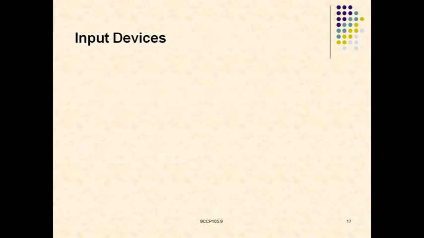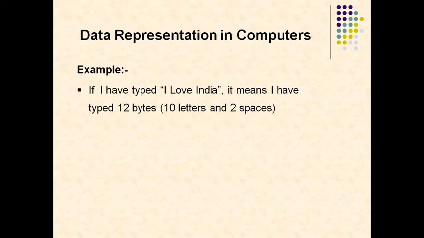Okay students, here in this slide it is showing an example. I have typed I love you India. It means I have typed 12 bytes, that is 10 letters and 2 spaces. Okay students, 1 2 3, 1 2 3 4 5 6 7 8 9 10. So 10 letters and 2 spaces is nothing but 12 bytes. It is occupying 12 bytes of memory.